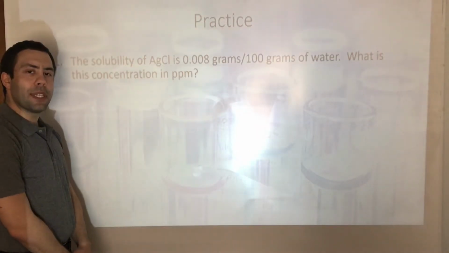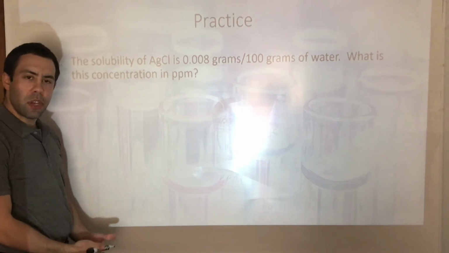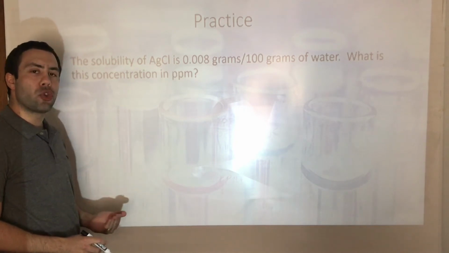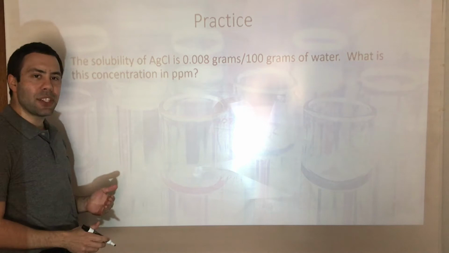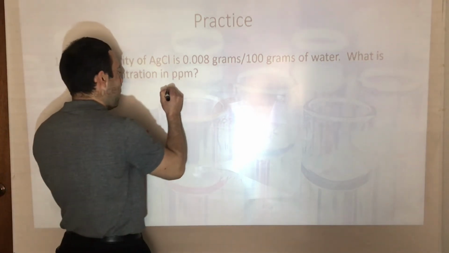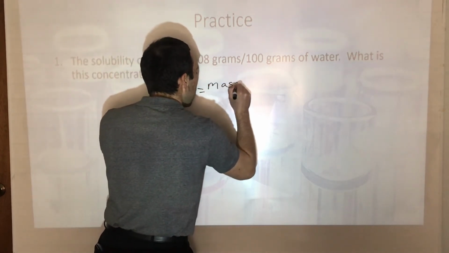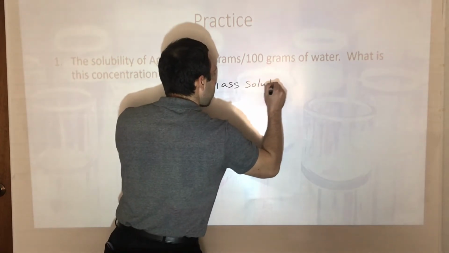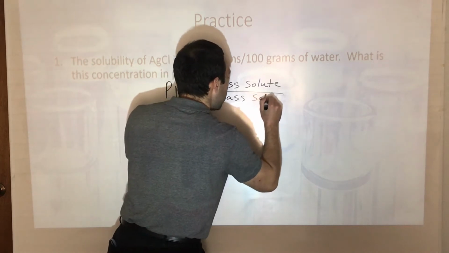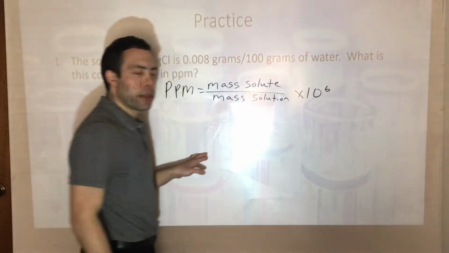Let's try the first problem together. Problem number 1 states, the solubility of AgCl, silver chloride, is 0.008 grams per 100 grams of water. What is this concentration in ppm? So the first thing we do is we write our formula. ppm equals mass of solute over mass of solution times 10 to the 6th.